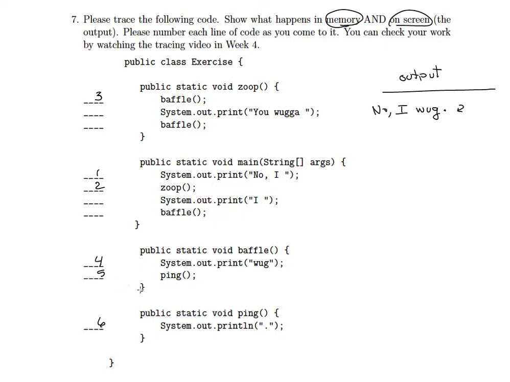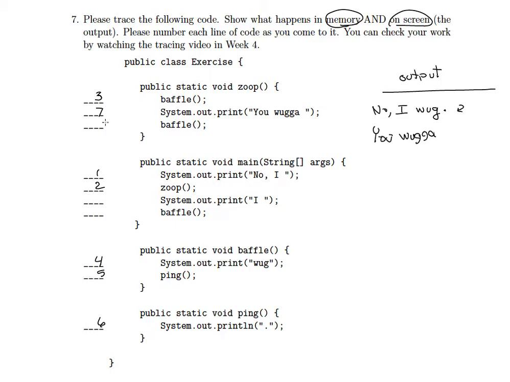This is the last one in baffle as well, so I go up to the top of baffle, and now I know I'm looking for a 3. So this is where baffle was called. Therefore, my next line, which is 7, is here, right after that call to baffle. System.out.print uwugga, so let's just track that. And there's a little space after it.